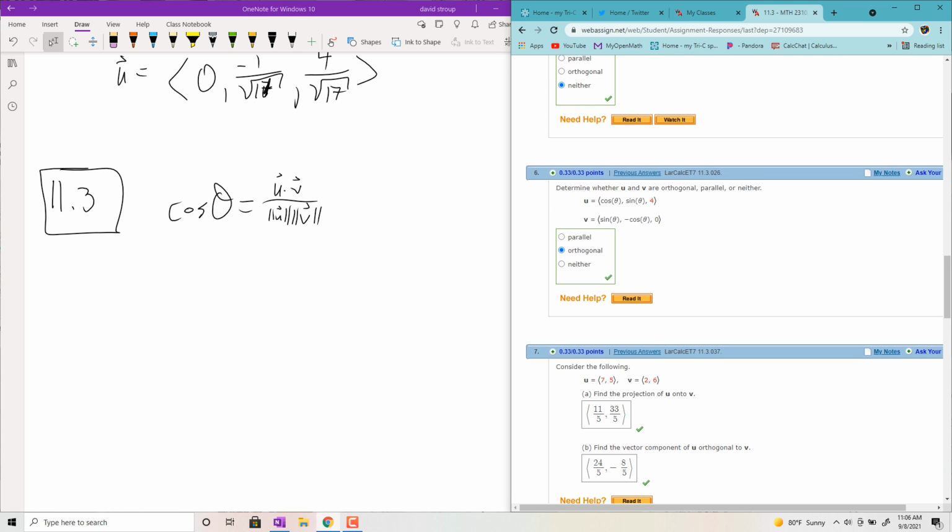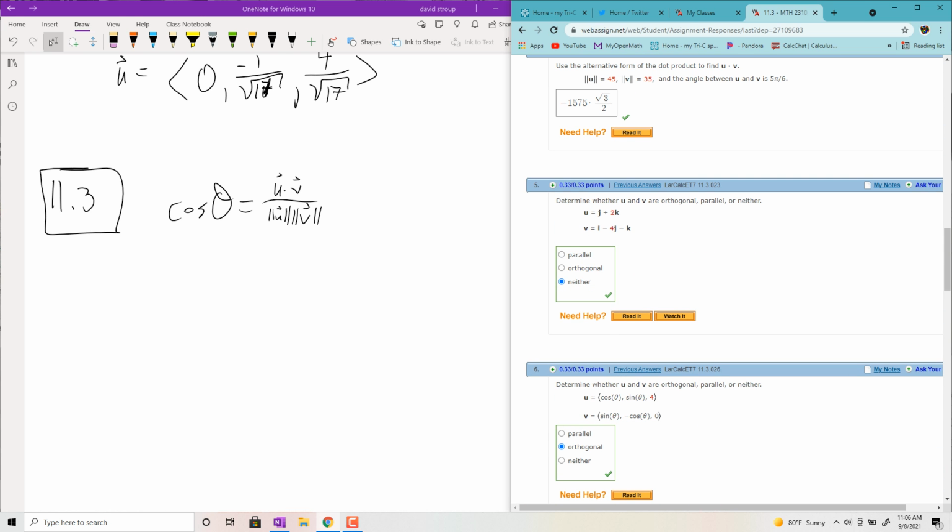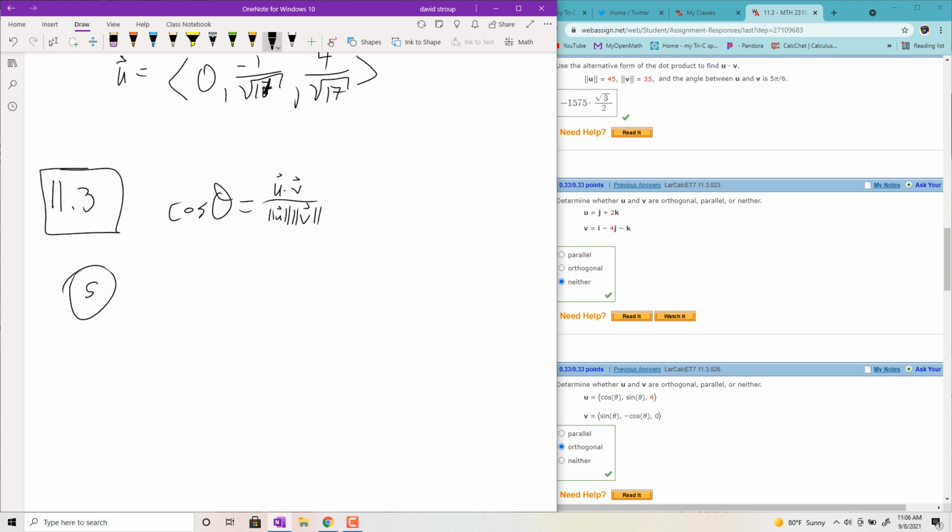So we said the dot product is also a measure of the alignment of vectors. We could tell if two vectors are orthogonal just by taking the dot product. In this problem, we want to know if they're orthogonal, parallel, or neither. So u is j plus 2k. If there's no i component, you just assume that's a 0. So it's really 0i plus 1j plus 2k, if you wish. Our vector v is 1i minus 4j minus 1k.